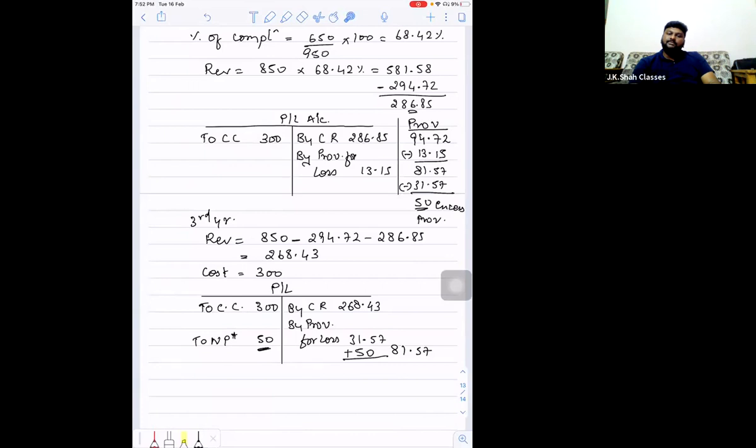So if this provision becomes zero, then there is no change in the provision, no, sir? Sir, if everything is remaining constant in the question, then in the last year, this balance 81.57 would have got reversed. If the net loss remains constant at 150 rupees only, then in the third year, 81.57 entirely would have been reversed, and there would have been no further profit or loss. But here only 31.57 gets reversed. Okay, sir. And this 50 rupees is nothing but excess provision for loss written back. Excess provision for loss. Yes, sir.